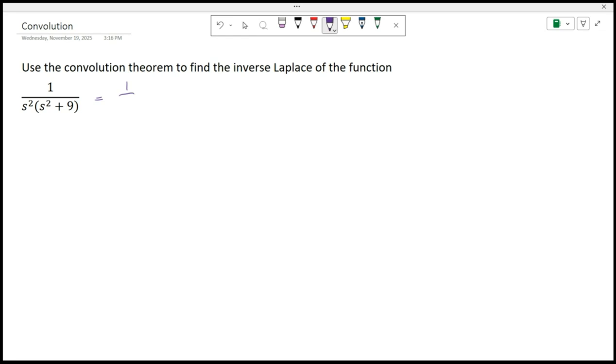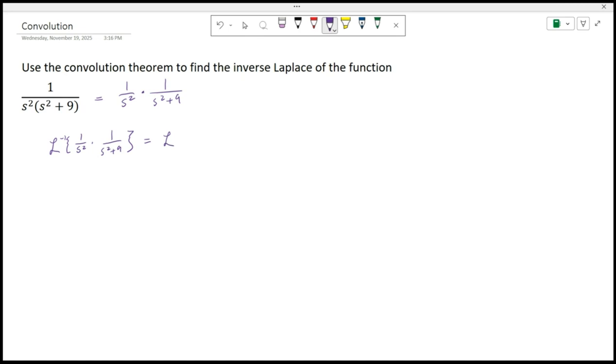So I can rewrite this as 1 over s squared times 1 over s squared plus 9. Because I'm doing a product, I don't need to worry about partial fraction decomposition. I can just split them up like this. And so we want to take the inverse Laplace of 1 over s squared times 1 over s squared plus 9. We can use the convolution theorem because it says that the Laplace inverse of a product is equal to the convolution of the Laplace inverse of each of those functions.